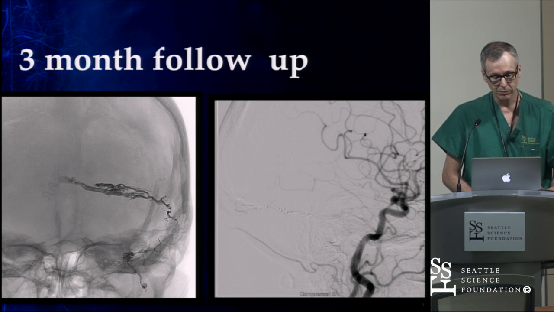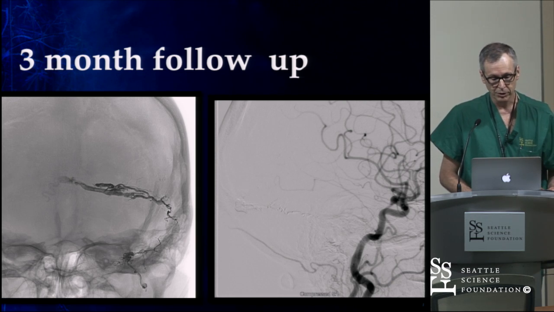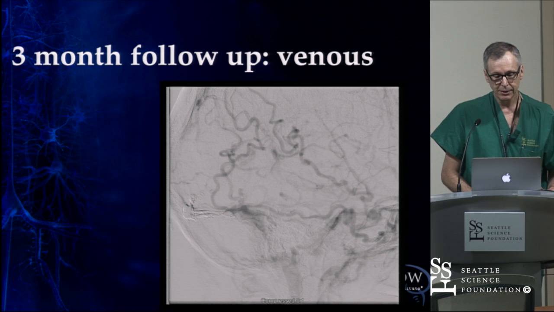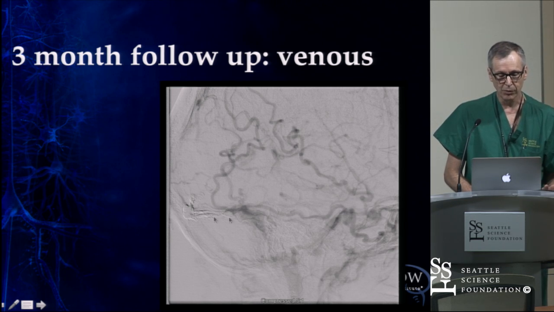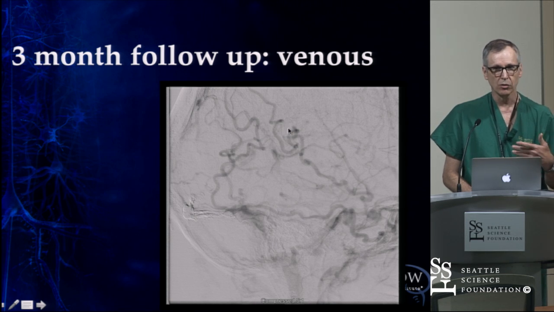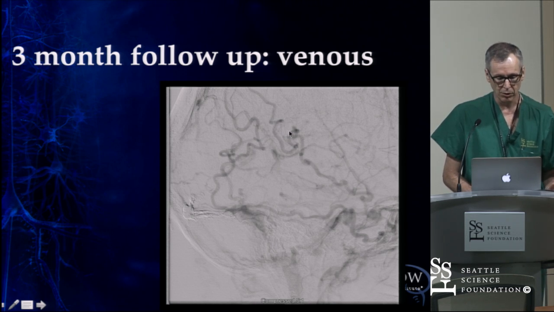She had a very benign course. But what you don't really see is resolution of sort of the congestion of the cortical veins. So even years later, if you do an angiogram, they've lost some of their venous outflow, and you'll often see that there continues to be congestion in the cortical veins, but it seems to be pretty well tolerated.